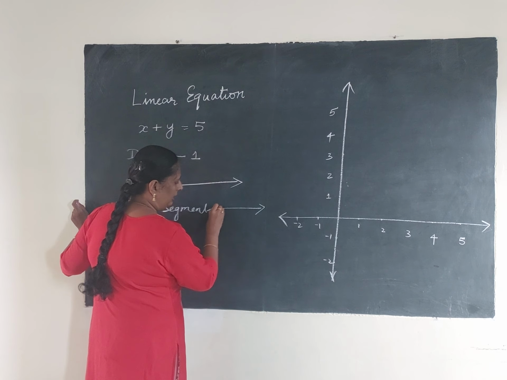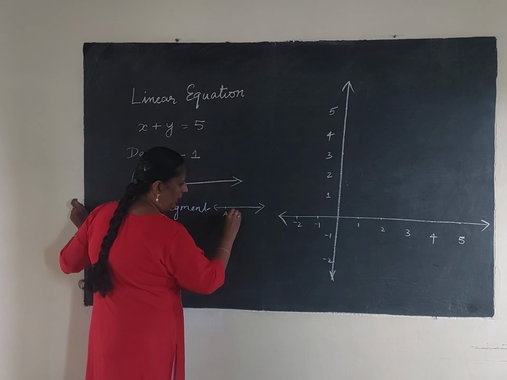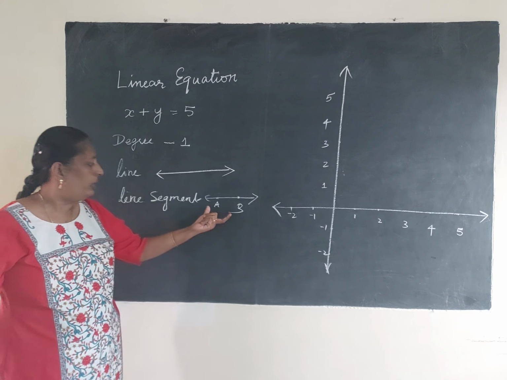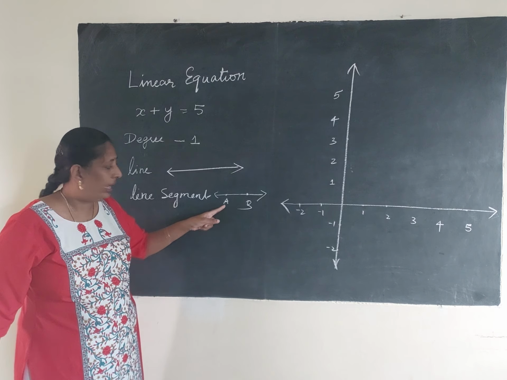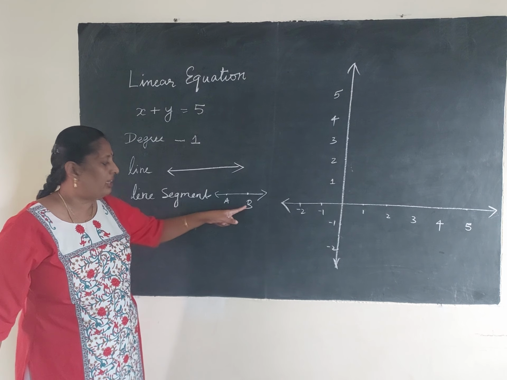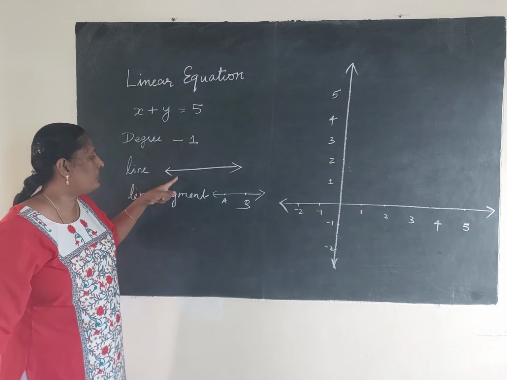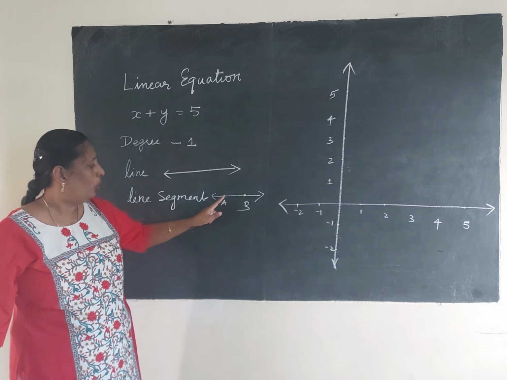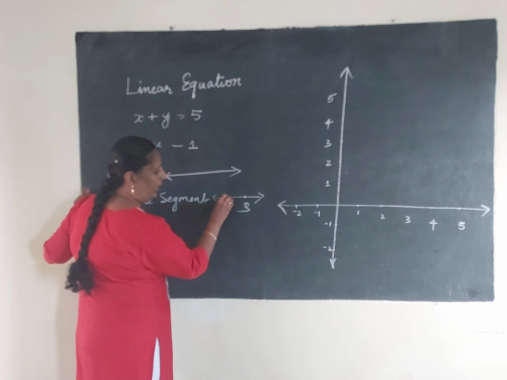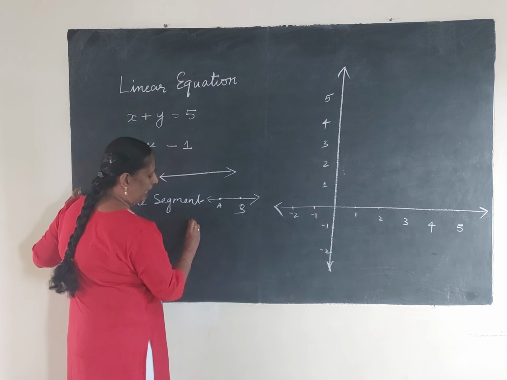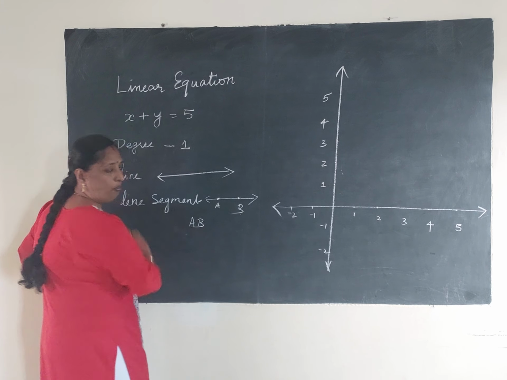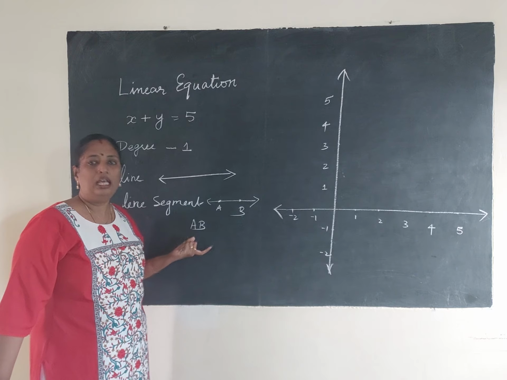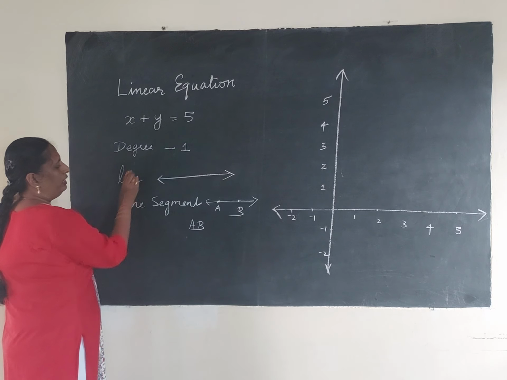So, in this line, this part, A, B, is the line segment. So we have a starting point and an end point, the initial point and the terminal point. Here, in the line, we cannot mention the terminal point and the initial point. But in this line segment, we have the initial point A and the terminal point B. So AB is called the line segment. The line segment is a part of a line.